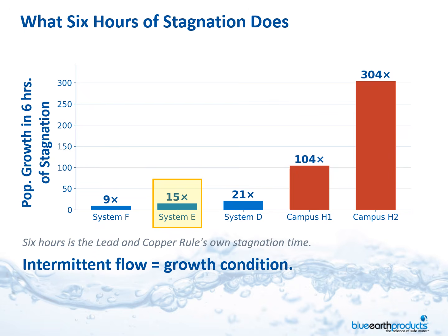But in the facility systems, the systems with the cleanest water were System F and System E, the first 2 on the left. System E is the one we're predominantly talking about. The microbial activity increased between 9 and 15-fold in those 2 systems just in 6 hours. And with the systems that were more contaminated, we saw significantly higher, 100 times to 300 times microbial growth. We see that intermittent flow of just a few hours is a significant growth condition in many cases.